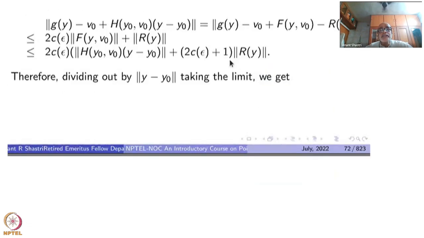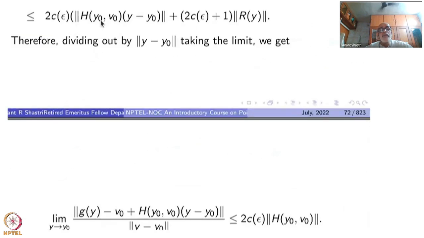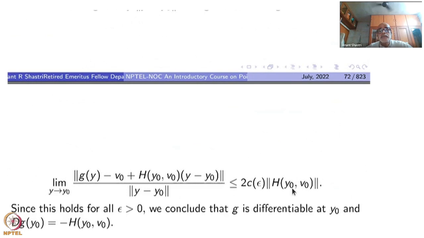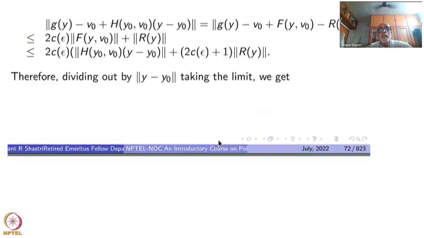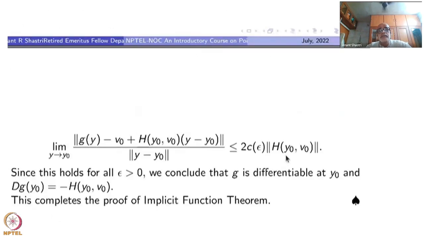So this part vanishes. This part will remain, but it is twice C epsilon times the norm of H y naught v naught. The norm of y minus y naught term cancels out. So I repeat, when you take the limit, this term vanishes because ry divided by y minus y naught tends to zero. The norm of y minus y naught comes out, and that gets divided, so that term remains. This is true for all epsilon positive, right? That's what I told. Some C epsilon, twice, three times, whatever, you don't care. For every epsilon, I have taken C epsilon to be the minimum of epsilon and half. So if this is true, then this left hand side limit must be zero.